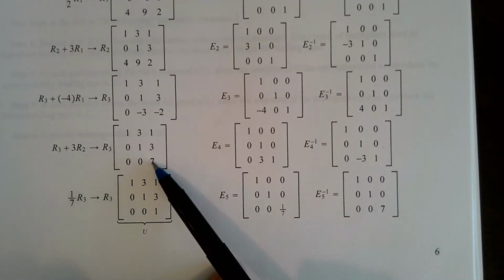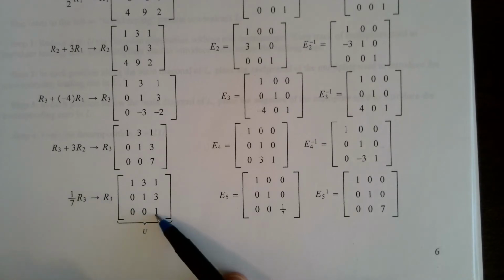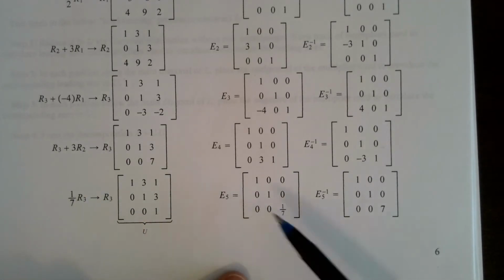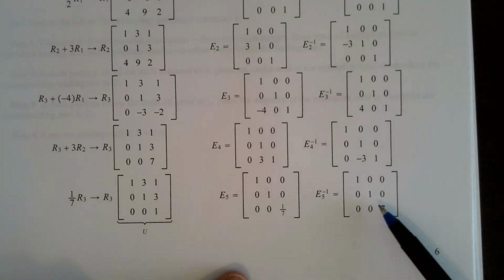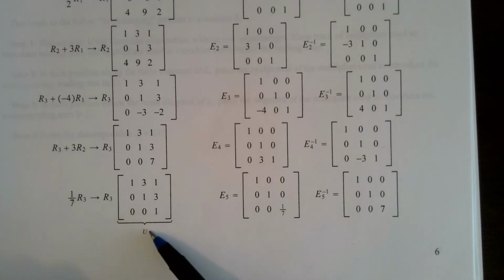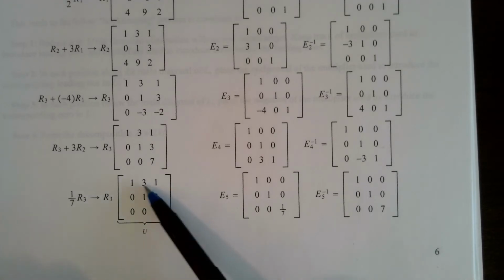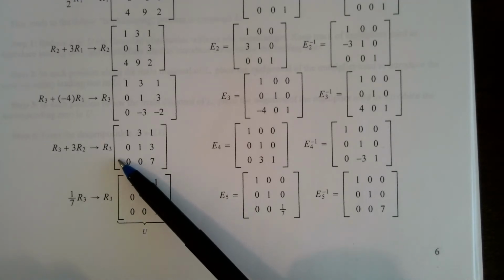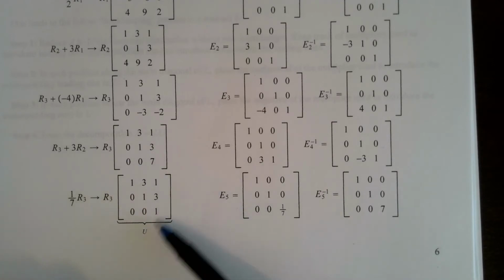Lastly, I need to get a 1 here. Multiply row 3 by 1/7. The reciprocal of that is 7. So here's the elementary matrix. Here's its inverse. Okay. Notice we are now in row echelon form. We're going to let that be our U. It's upper triangular. Notice only zeros below the main diagonal.